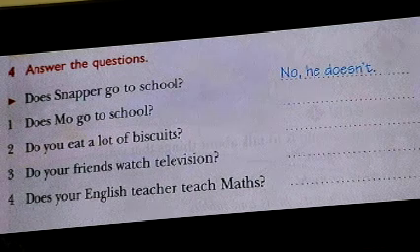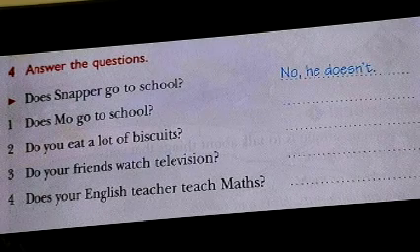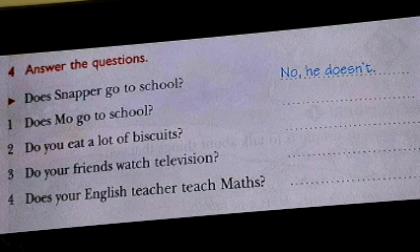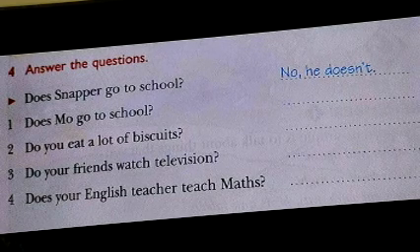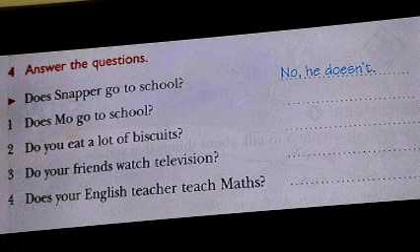Again, you have to write it accordingly. Do your friends watch television? Does your English teacher teach maths? Oh, that would be wonderful if I were to teach maths. Okay, does your English teacher teach maths? No, not at all. Okay, all right. Does Snapper go to school? It's already written. No, he doesn't.